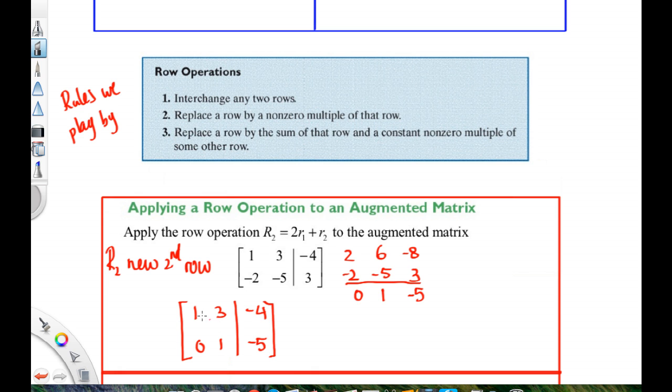Let's look at what this really means. This top line, these are your x's. So we have 1x and 3y equals a negative 4. And then here we have 0x, which usually we wouldn't write, plus y is equal to a negative 5. So that means y is a negative 5. Then we could solve this by doing x plus 3 times a negative 5, which is a negative 15, equals negative 4. So you would get x minus 15 equals negative 4, so x equals 11. So that system has a solution. It's 11, negative 5.